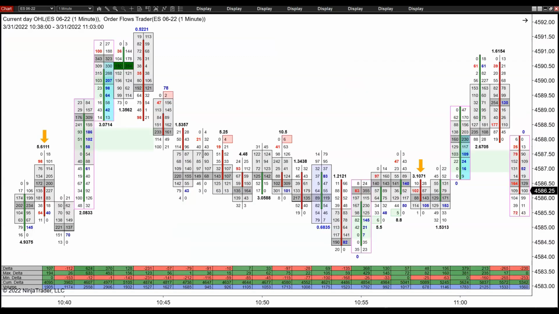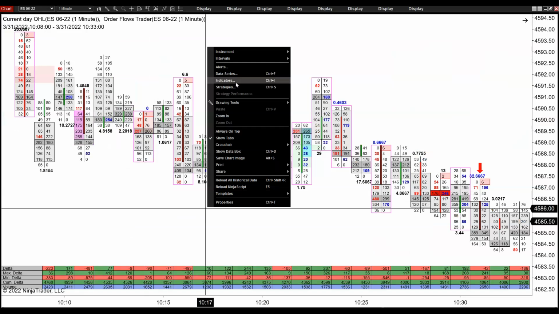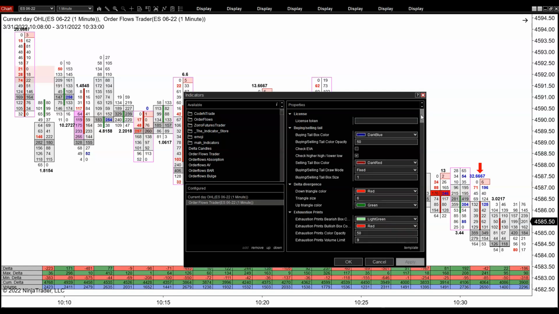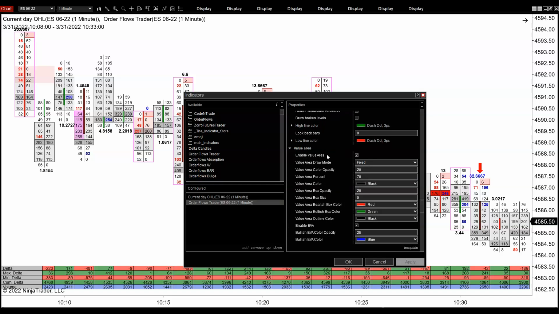Just real quick here, let's get the right chart up. If you're using the Orderflows Trader software, we have a feature on there to draw out the value area, right? And we call it until tested, because it's until the market tests that area again. And if you're using the software, it would be under value area.